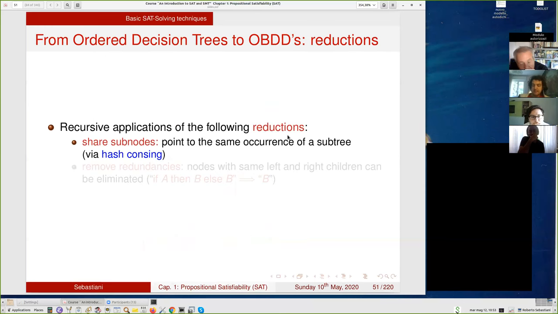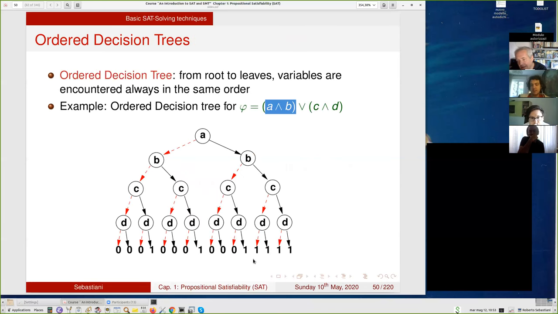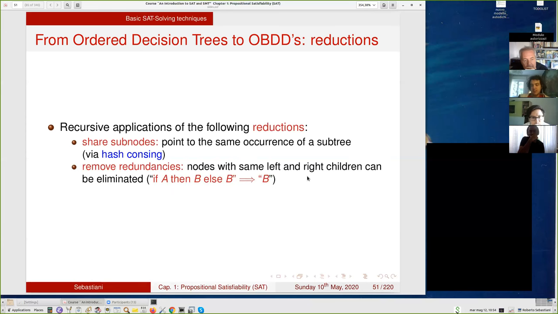So, the idea of sharing subnodes is something that you do. If you have identical trees, you share them by a technique, an algorithm, called hash consing. You can remove redundancies in the sense that if you have a node of the form if A then B else B, so if both the left and the right branch of the successor of a node go into the same OBDD, of course, if A then B else B is the same as B, right? Because in both cases you have B. So you can collapse this combination with B. So you alternate, repeating up until a fixed point, those operations that lead you to a reduction of the OBDD.